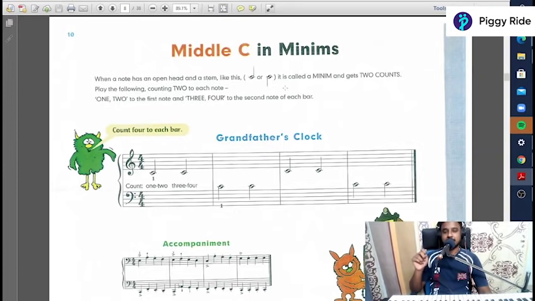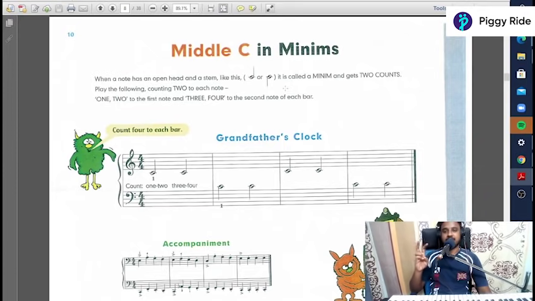The second one is minim. So minim means it gets 2 counts. So wherever we are seeing the minim, we need to play the note for 2 counts. For example, when we are seeing the C, we have to play like C2, C2. Wherever we are seeing D, we have to play D2. Wherever we are seeing E minim, we have to play E2.